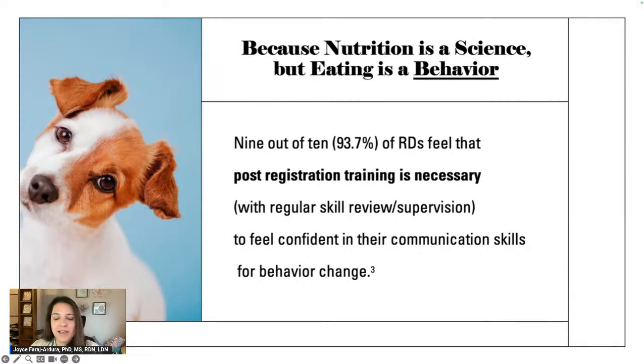I mean, we're all always taking new courses because there are new things coming up because nutrition science is a baby science, right? There's a lot that we're still discovering. But when it comes to nutrition changes, behavior changes, that means that we need to also get training on how to do what we do with clients and the communication skills for behavior change.